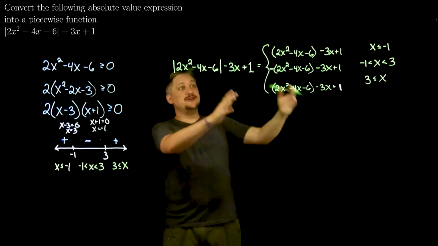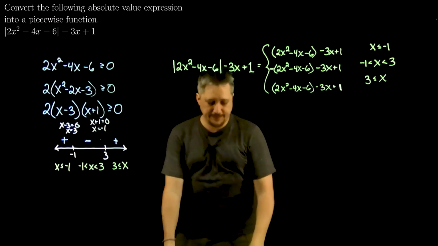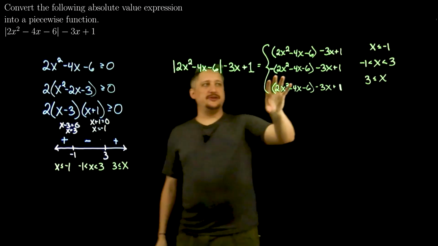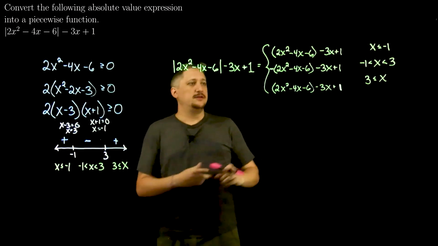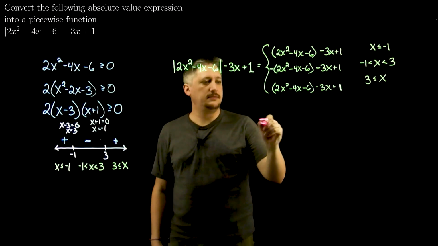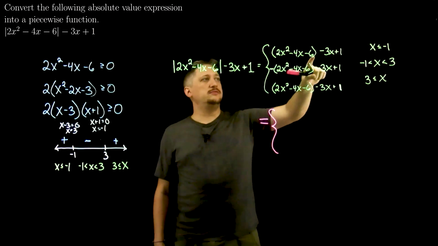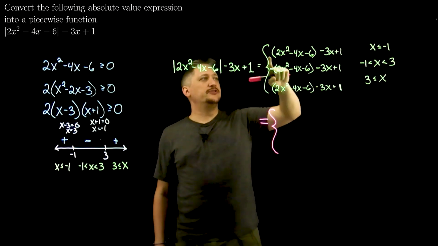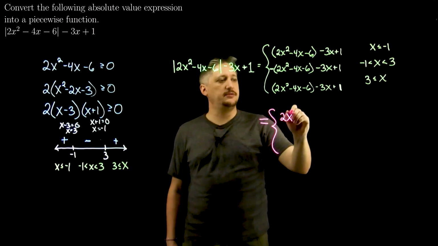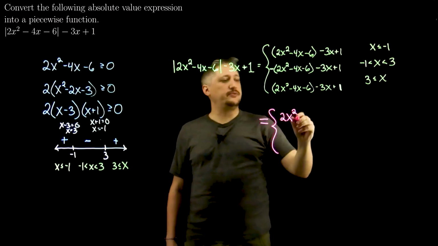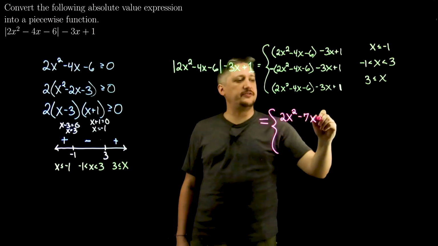So I've done the hard step of converting to a piecewise, but I should still clean this up, right? So I should make this sort of a nice thing. So here, the parentheses aren't doing anything, so I can just remove them and I can combine like terms. So I'm going to get the 2x squared minus 4x minus 3x is minus 7x. Minus 6 plus 1 is minus 5.